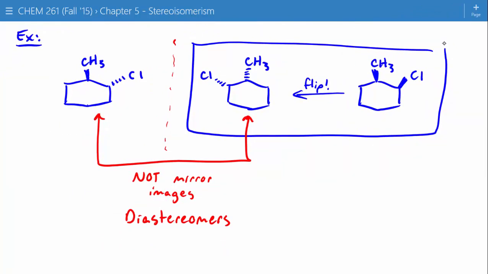I'll show you guys a trick just like I showed you for the last one. With enantiomers, we said flip every single stereocenter, and you get your enantiomer. Let's take a look with diastereomers. What's the stereochemistry for this position? Is it R or S?